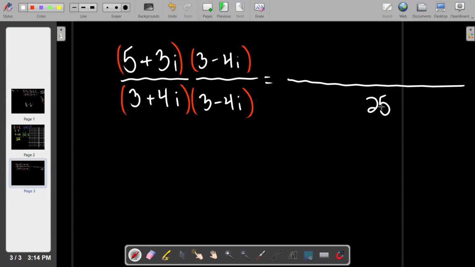But the answer is 25 because what is 3 times 3? 9. And what is 4 times 4? Don't worry about the negative. And 9 plus 16 is 25. The beauty of conjugates is that all the negatives and stuff will always just naturally work this way 100% of the time.